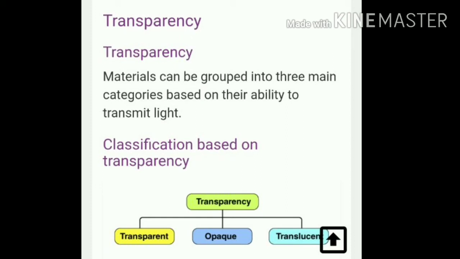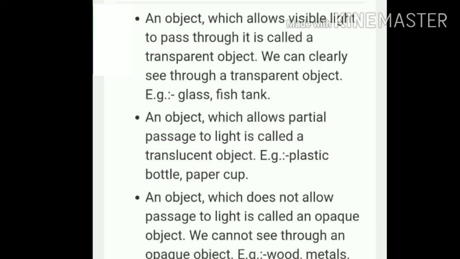Just see, an object which allows visible light to pass through it is called a transparent object, like a glass fish tank. An object which allows partial passage of light is called a translucent object, like a plastic bottle, paper cup, etc. And the third one, an object which does not allow passage of light, is called an opaque object. So we cannot see through an opaque object.